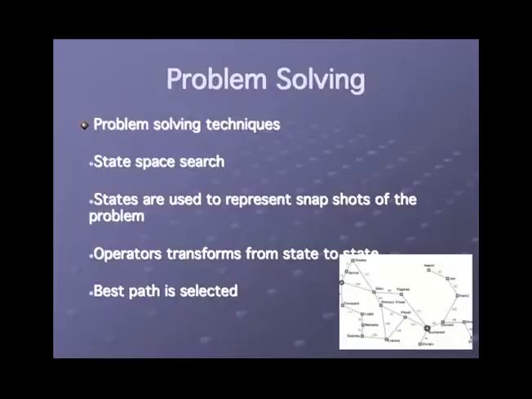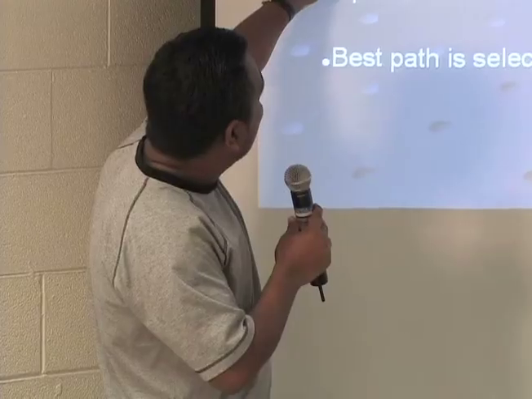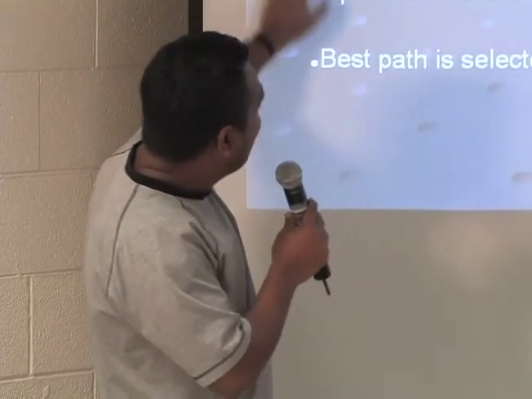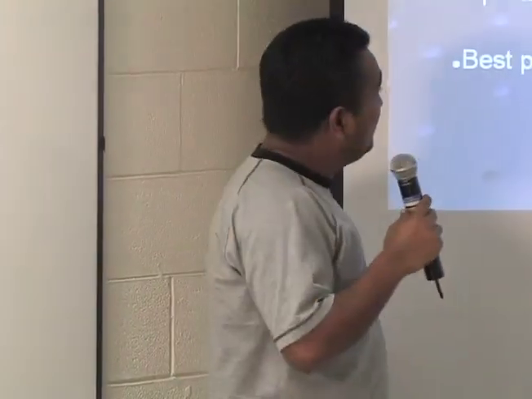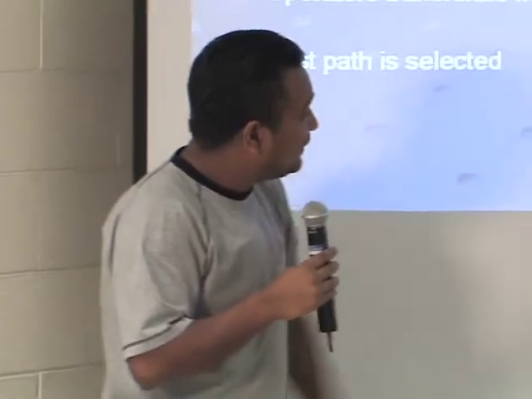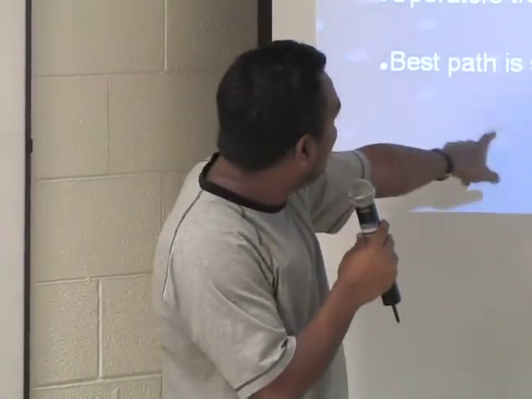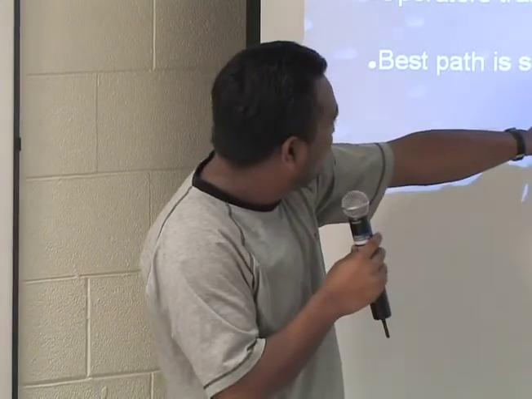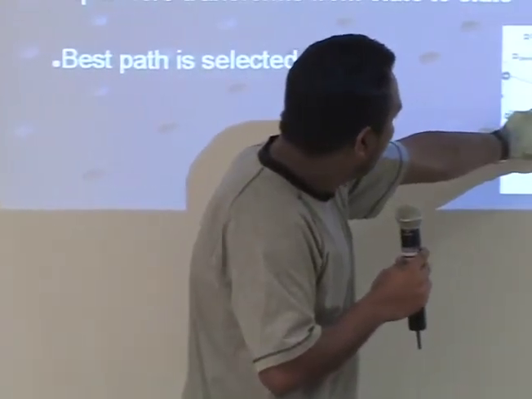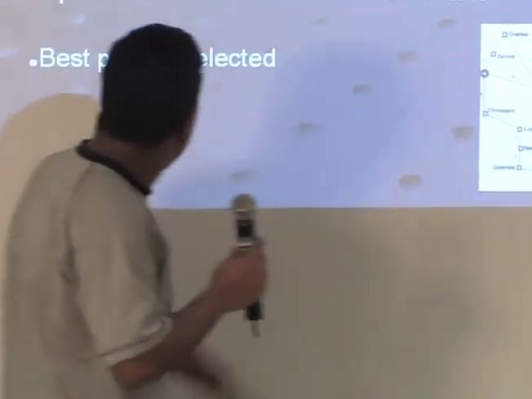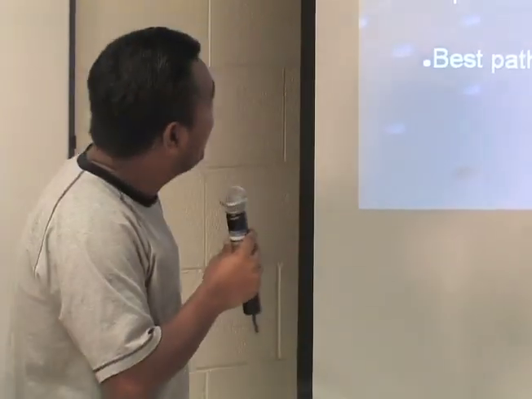Basically, problem solving is done by state space search. From here the search algorithm will start and find the best path to reach the destination, and that is called state space search. States are used to represent snapshots of a problem, so any problem can be represented using that kind of snapshot, and operators transform from state to state. Moving from this node to this one, and from this one to this one, we call an operator. And finally the best path is selected.